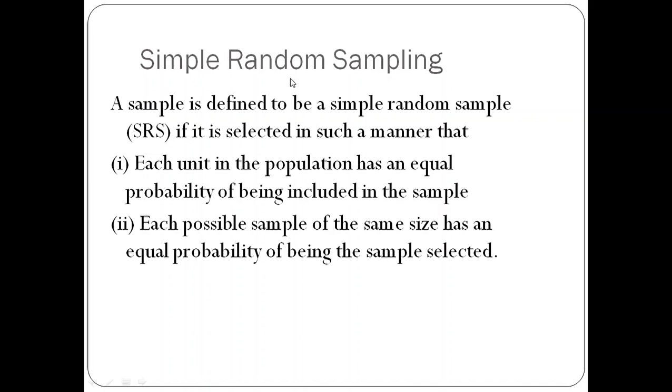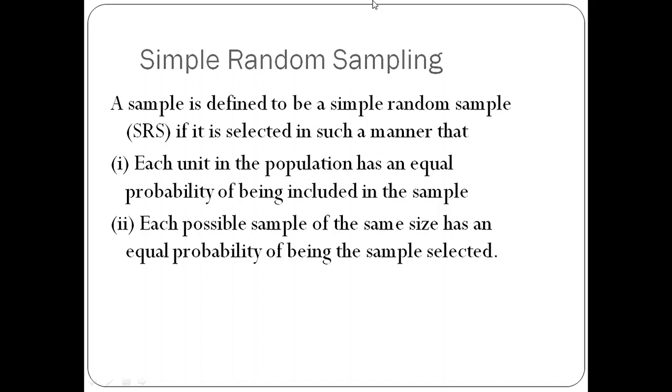As I have told you before, we are just going to study simple random sampling because it is included in your course. So a sample is defined to be a simple random sample, or we can write it as SRS, if it is selected in such a manner. Now there are two conditions or two properties in which a simple random sample is selected. Okay. Each unit in the population has an equal probability of being included in a sample.